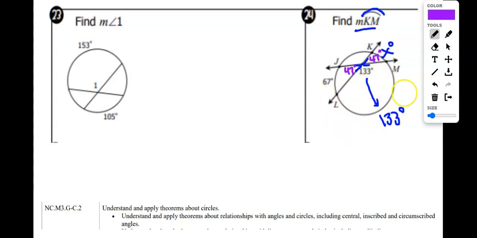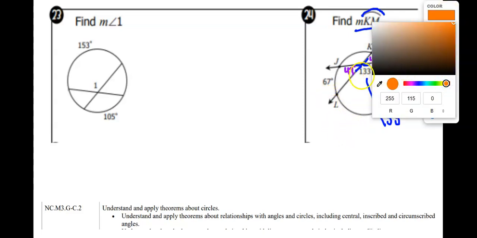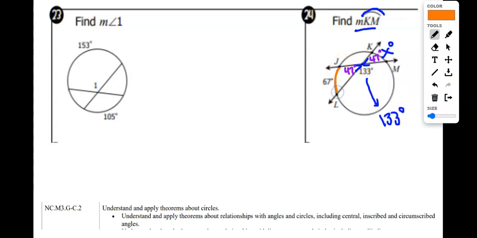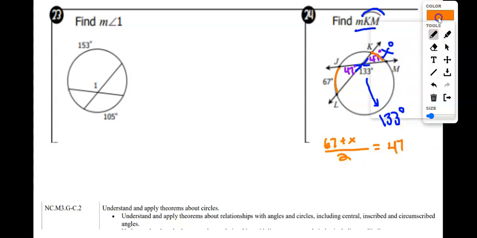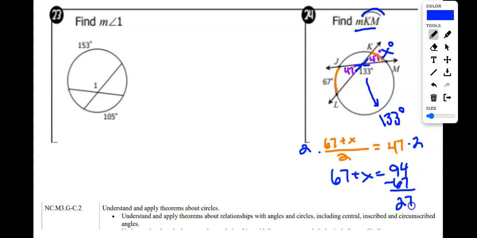So remember, I'm taking the average of the arcs. Well, what exactly are the arcs? Here's the arc, 67, and here's our other arc. So 67 plus X divided by 2, because I'm taking the average of the arcs, and it equals the angle. The angle is 47. If you watched your equations video and you know how those work, this is a pretty good one. Get rid of divide by 2 with the times 2, and I'm left with 67 plus X equals 94. Get rid of positive 67 with a subtract 67, and I believe that is 27. It makes perfect sense. If you average 67 and 27, you will get 47.